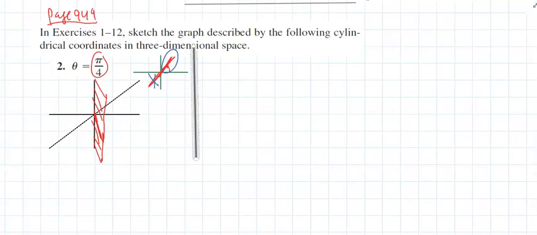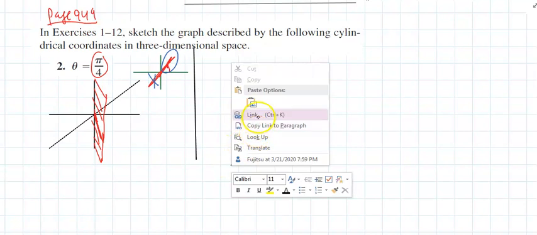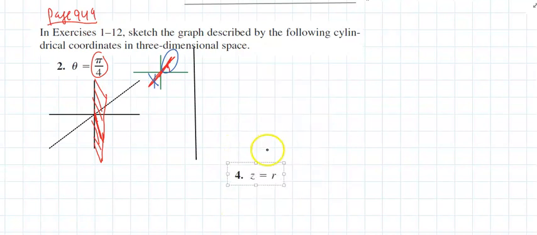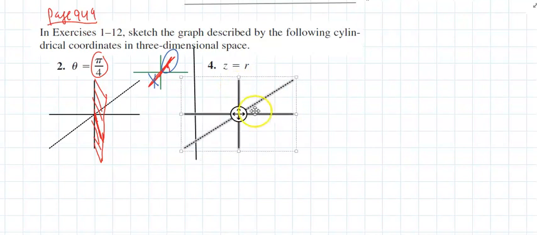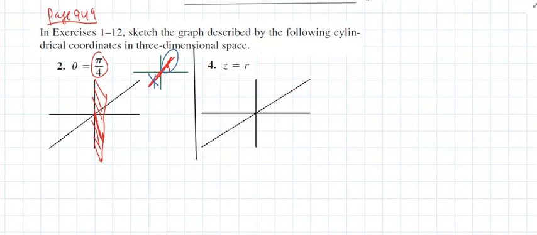z equals r. Well, let's see. There is no theta. That means theta could run all around. What theta does, it rotates. It's going to keep rotating non-stop. If I take the 3D, so here, if you say r equals 0, z equals 0. If you say r equals 1, z equals 1. Okay. r equals 1, there's 1, and z equals 1, that's 1.